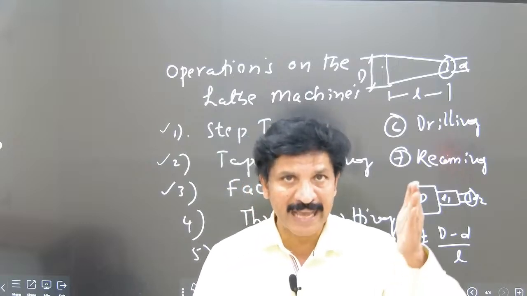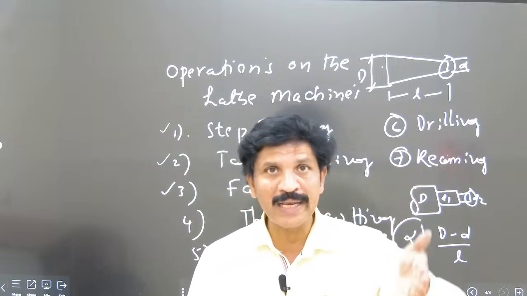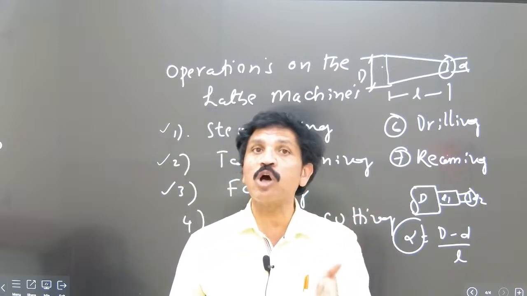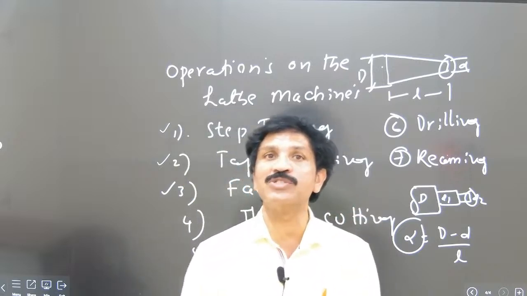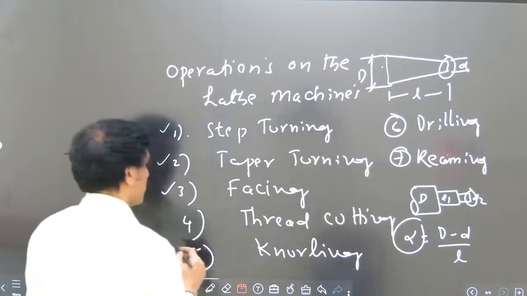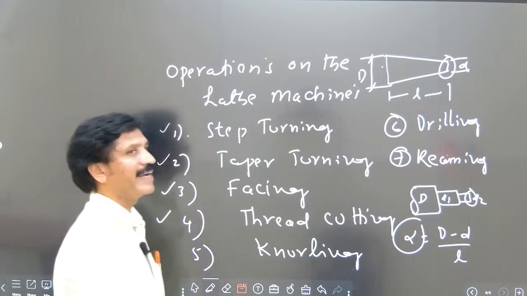Please observe the edge, the face is uneven. To remove that uneven portion, the first operation performed on the lathe machine is called the facing operation. So, that is the facing operation. Next one is the thread cutting operation.